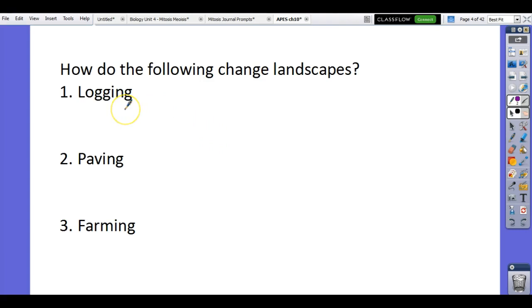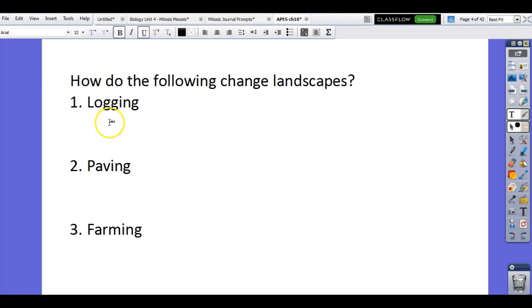Okay, logging. How would logging change a landscape? How would paving change a landscape? How would farming change a landscape? If you're thinking about logging, it is cutting down trees, right? So why would it matter if we cut down trees? Well, you don't need to write this down, but I just wanted to get you thinking, right? So like logging, how would that change?